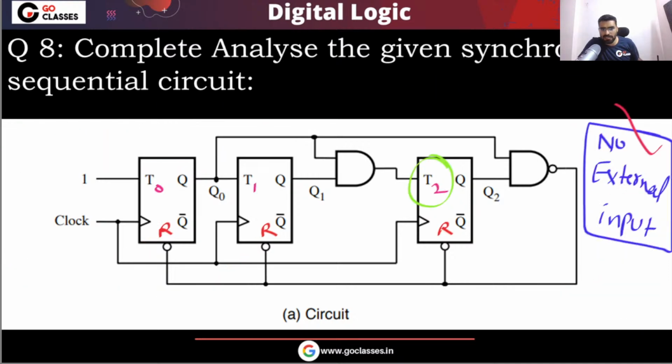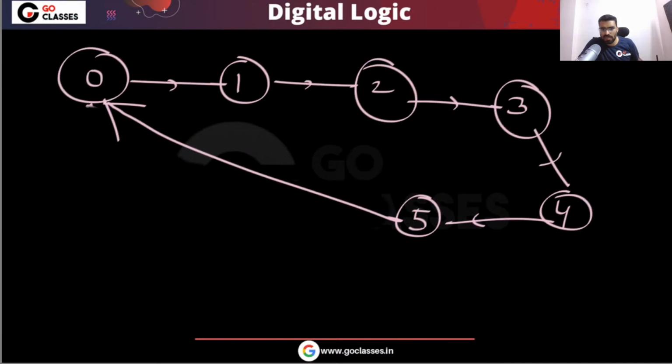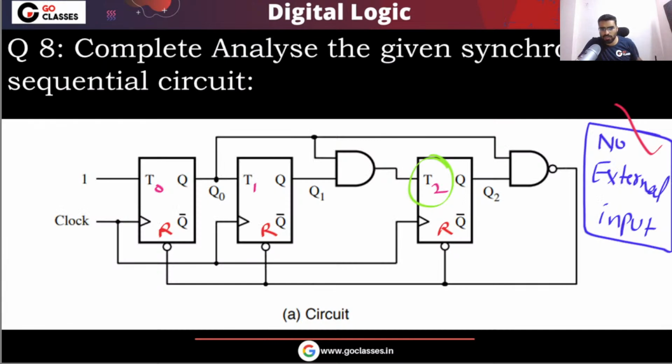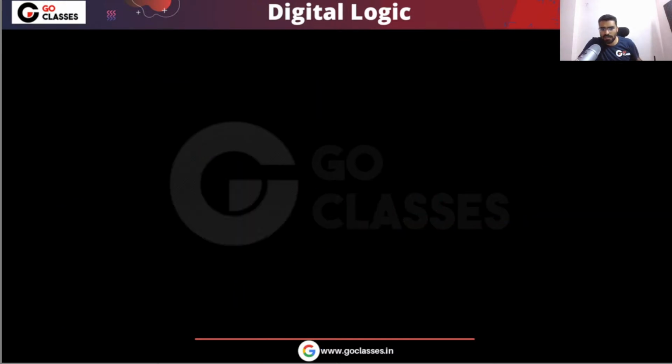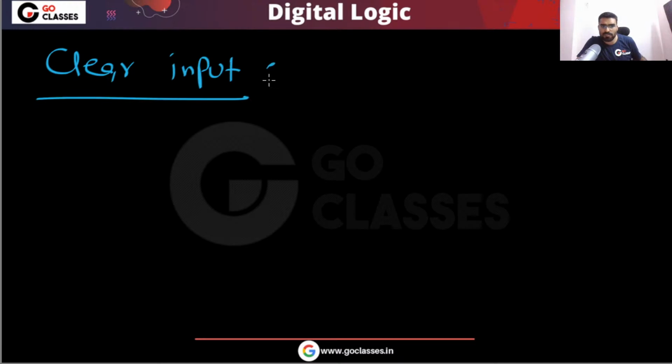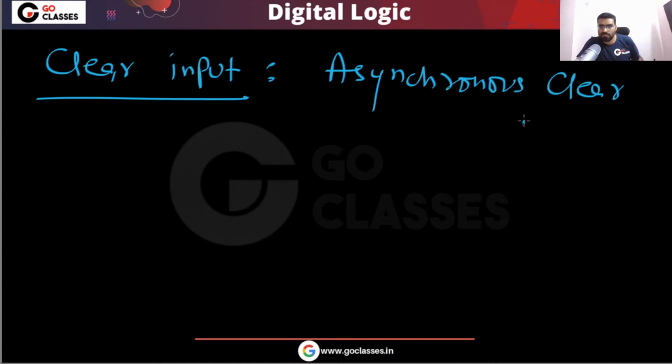Do you remember this clear? This clear input is asynchronous. Correct? Yes or no? What does it mean? It does not wait for the clock.